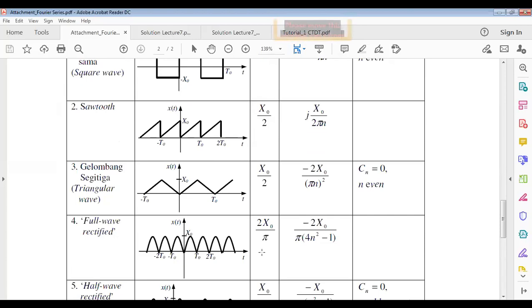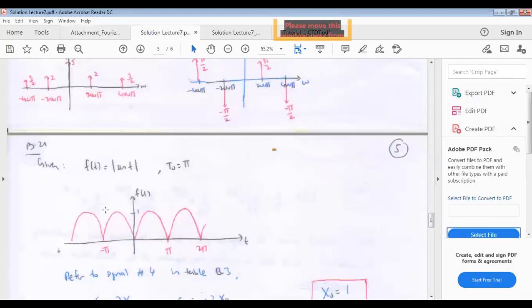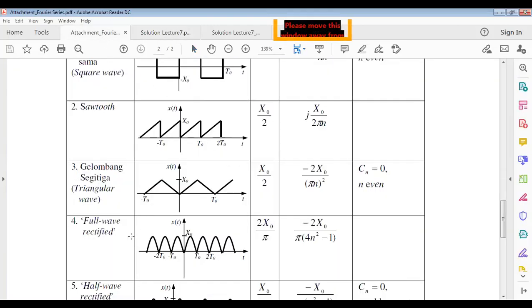So when we refer to this particular signal of ft, it can be related to signal number 4, which is a full wave rectified signal. We can relate that question with signal number 4, where the amplitude is given to be x0, the period is T0. If we are facing this kind of signal, its respective Fourier coefficients should be given by these two. This is your C0: C0 equals 2x0 over pi, where x0 is the amplitude. Whereas Cn should be equal to -2x0 divided by pi times (4n squared minus 1). So this is the Cn, the rest of Cn apart from n equals 0, because C0 is here.